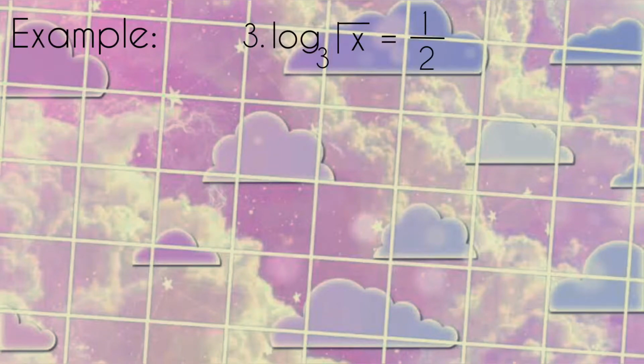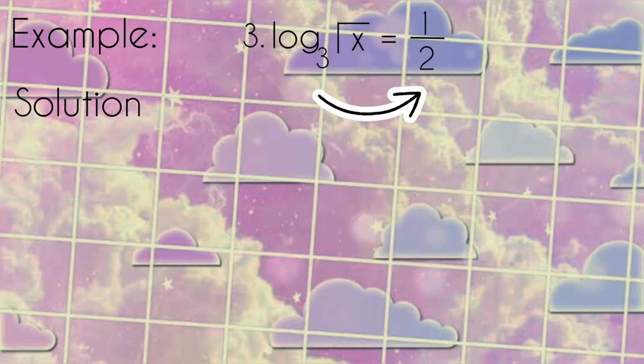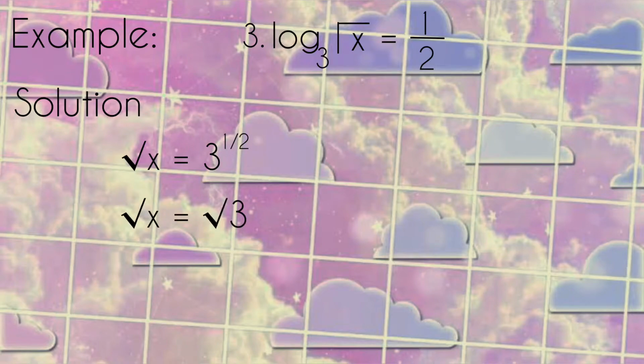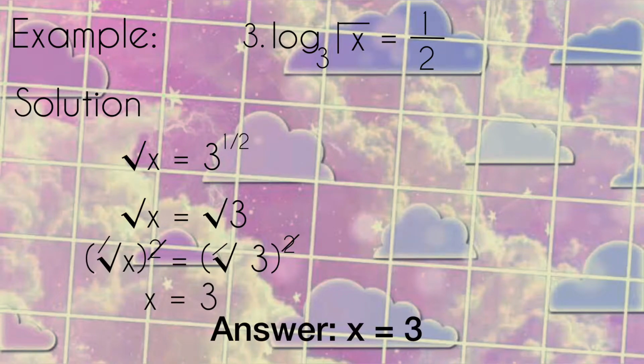Let's proceed to the last example. The given is logarithm of square root of x base 3 is equal to 1 over 2. First step is to arrange the given. It is written as square root of x is equal to 3 raised to 1 over 2. Second step, square root of x equals square root of 3. Since they both have a square root, cancel it. So the answer will be x is equal to 3.